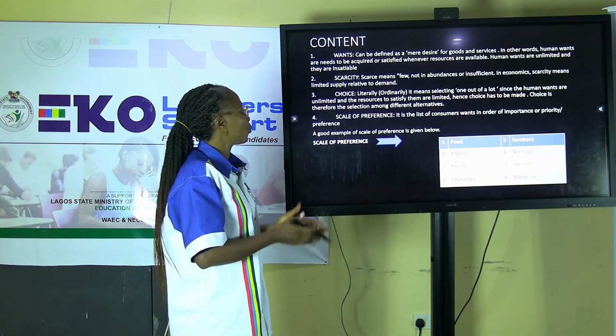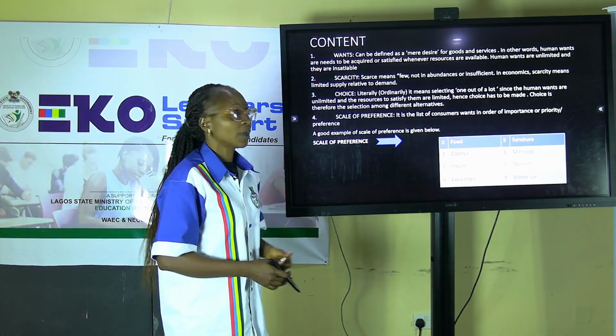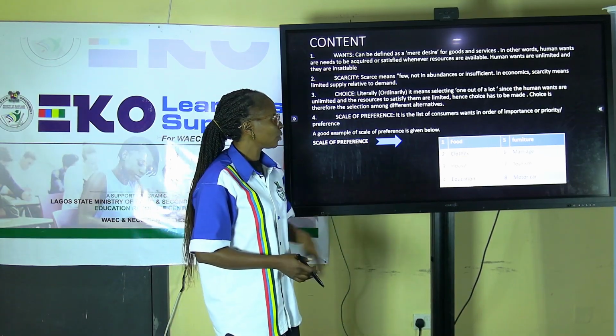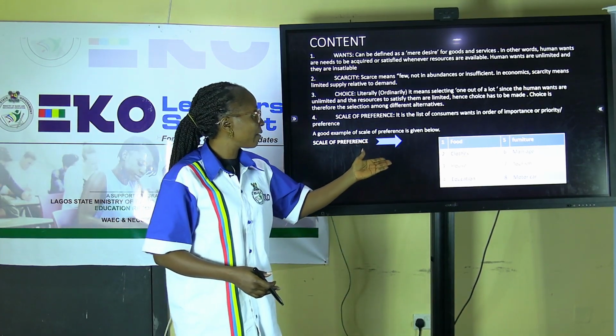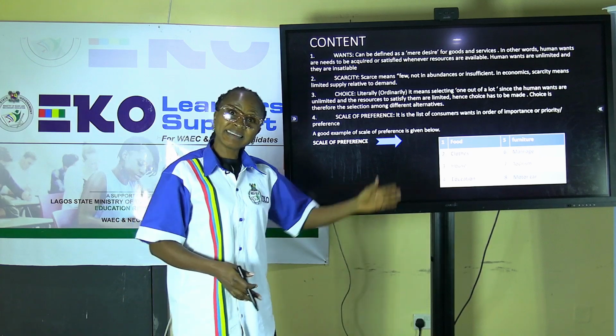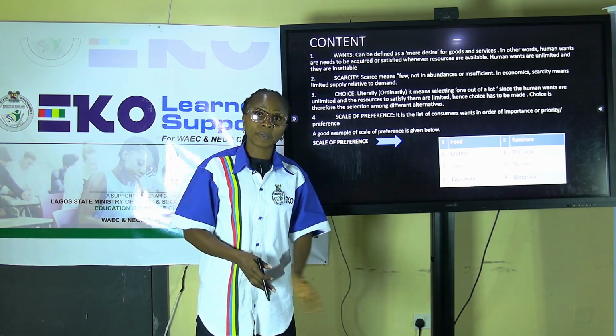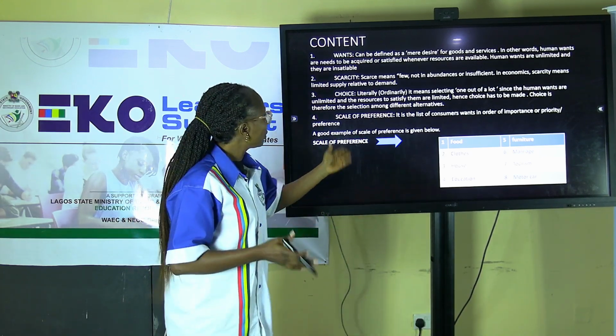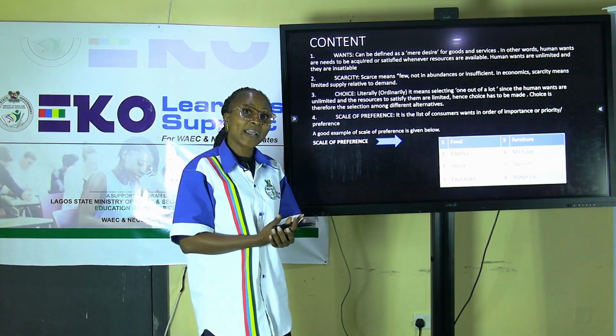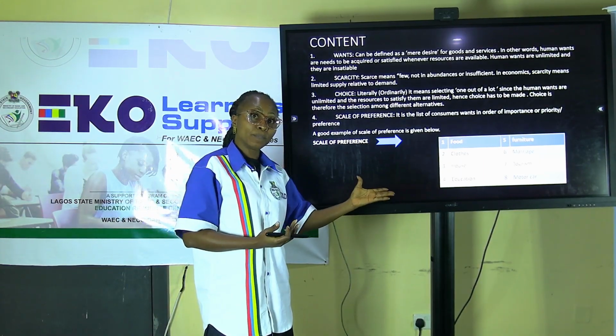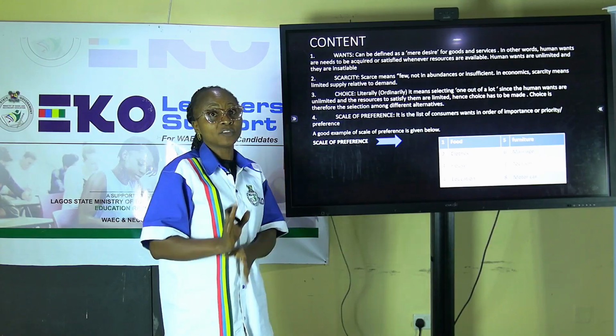Number one, we have food, we have clothes, we have house, we have education, we have furniture, we have marriage, tourism, motor car. These are the needs of a particular person. Now, you discover that the resources to satisfy them are not readily available. They are available, but they are insufficient.